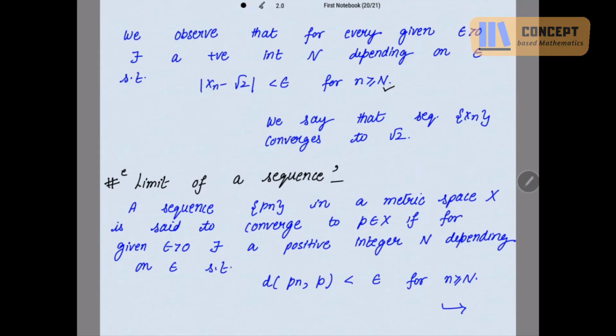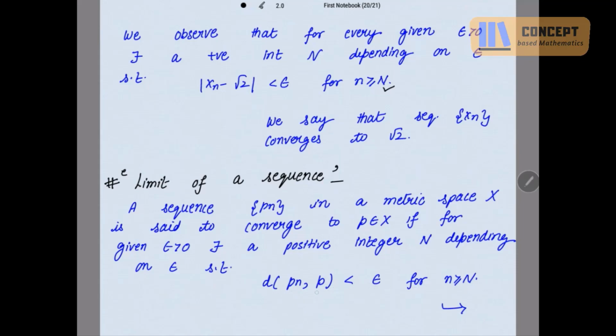Now, what is the limit of a sequence? Just now we have defined the convergence of a sequence in a metric space. Let's revise that. A sequence Pn in a metric space X is said to converge to a point P belonging to X if for given epsilon positive, there exists a positive integer N depending on epsilon such that the distance between Pn and P is strictly less than epsilon for n greater than or equal to N.